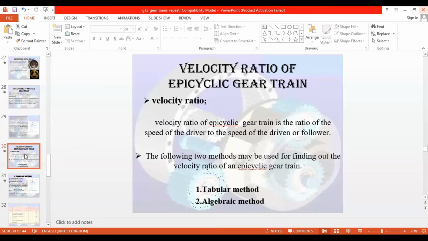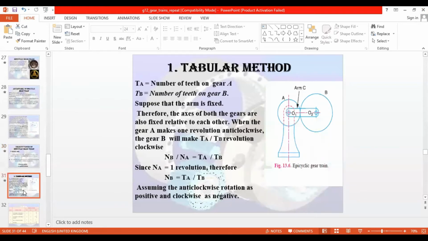The following two methods may be used for finding out the velocity ratio of an epicyclic gear train, right? So the tabular method and the algebraic method can be used to find the velocity ratio of an epicyclic gear train. We'll see them one by one. So the first one is the tabular method.